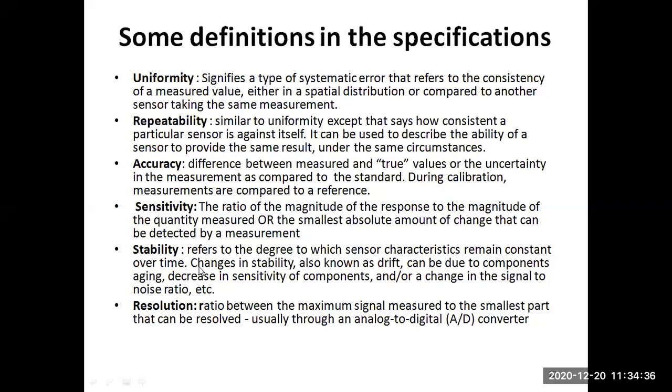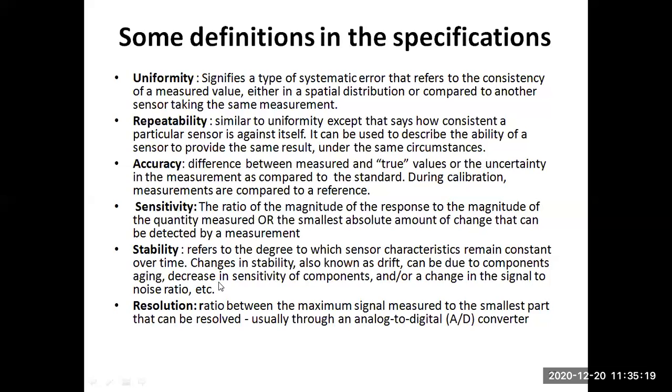Then comes the stability. So it refers to the degree to which the sensor characteristics remain constant over time. It doesn't drift, right? Because typically due to aging, or due to maybe accumulation of some unwanted particles or something, the characteristics change. So that is not a desired thing. So in order to characterize the performance in terms of stability, we say how much it has drifted from its initial value.